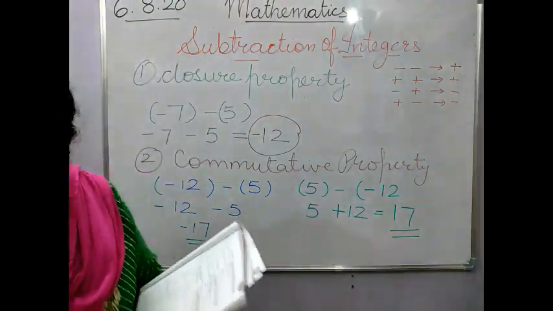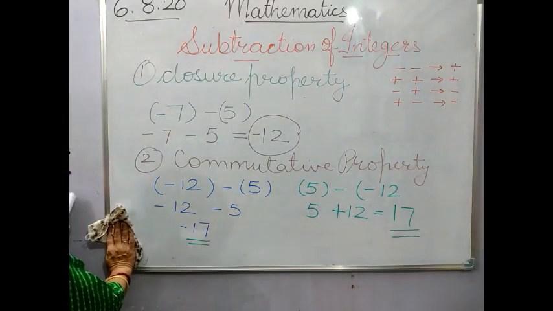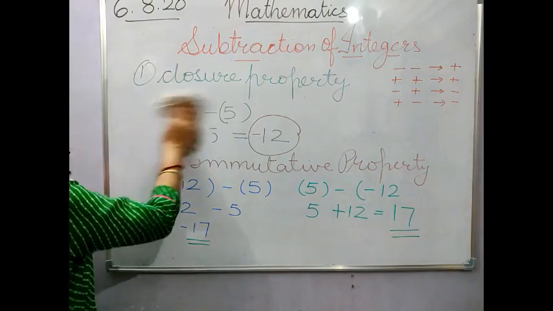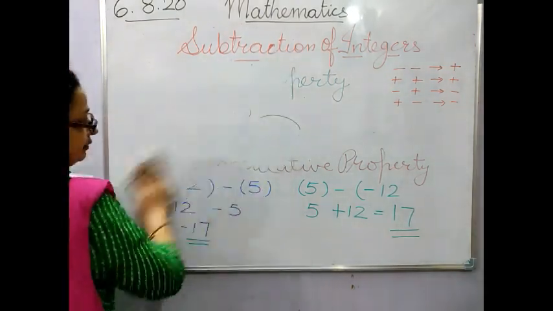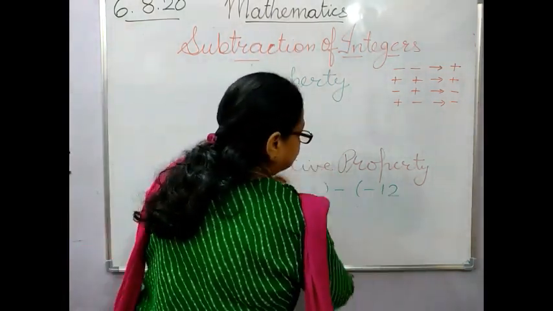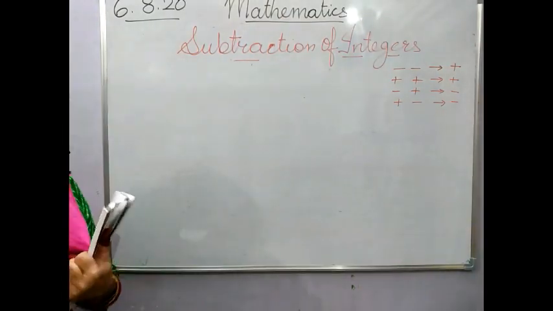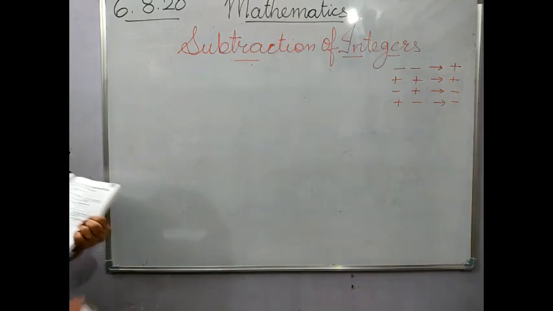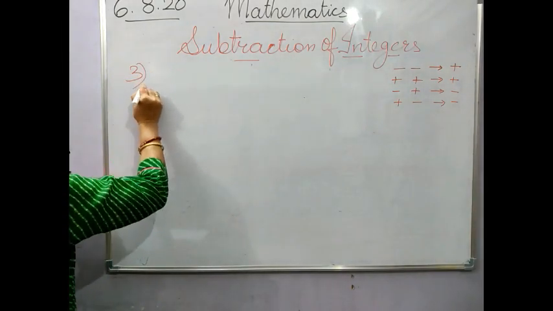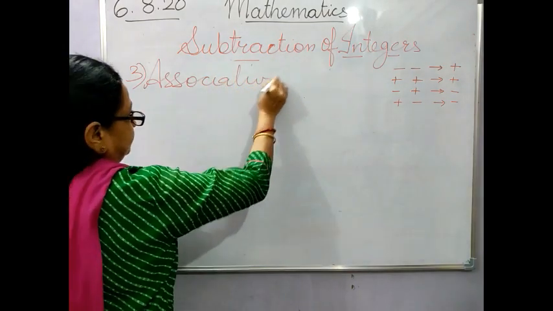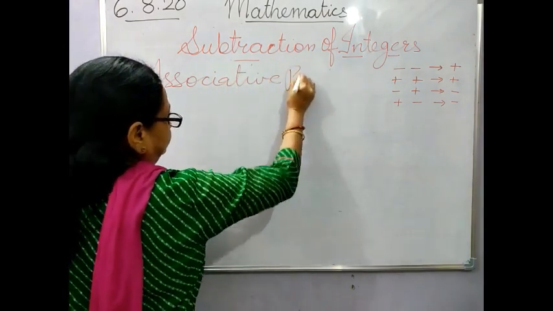Then the third one. I hope this much is clear to everyone. So now we move on to the third property, and the third property is associative property.